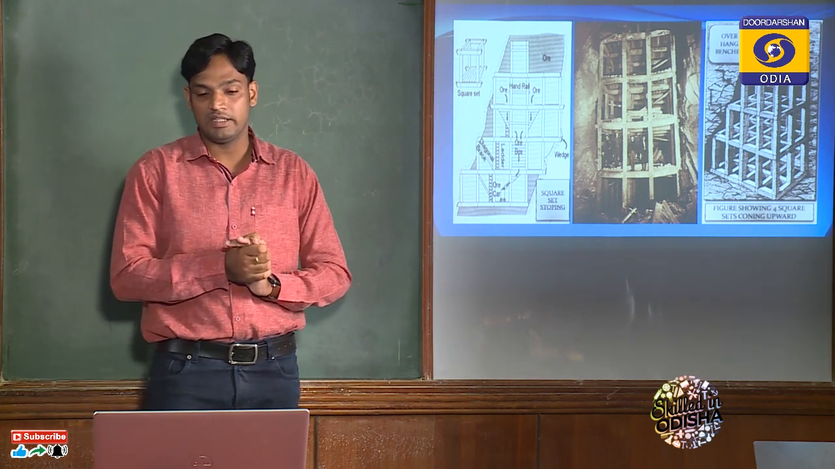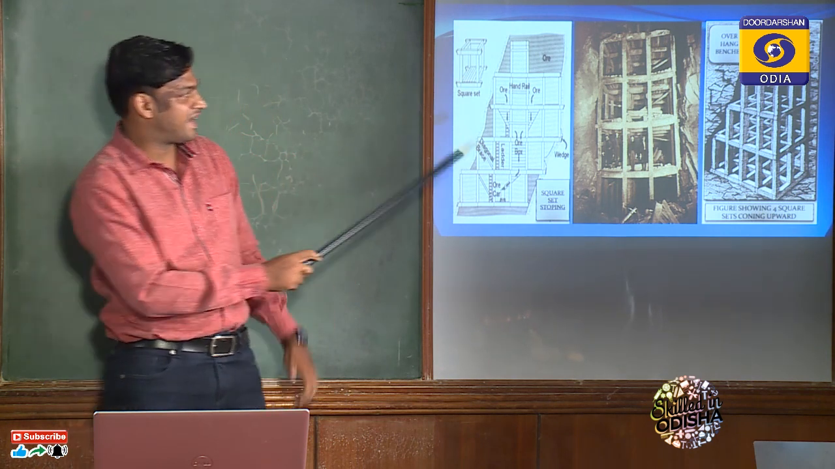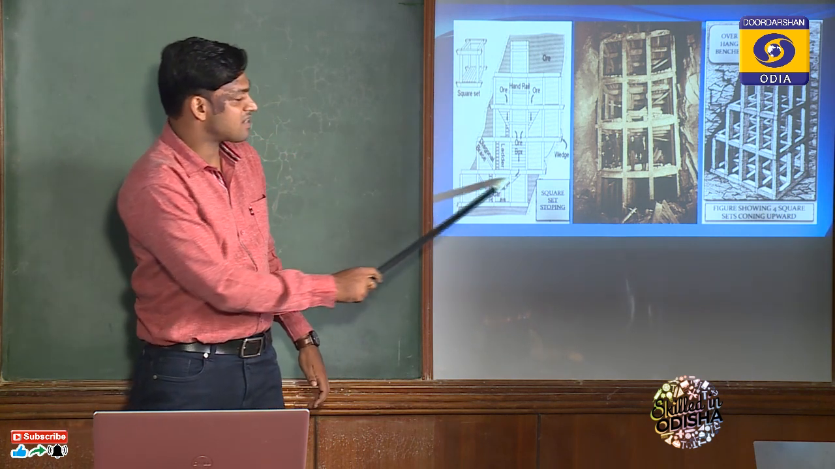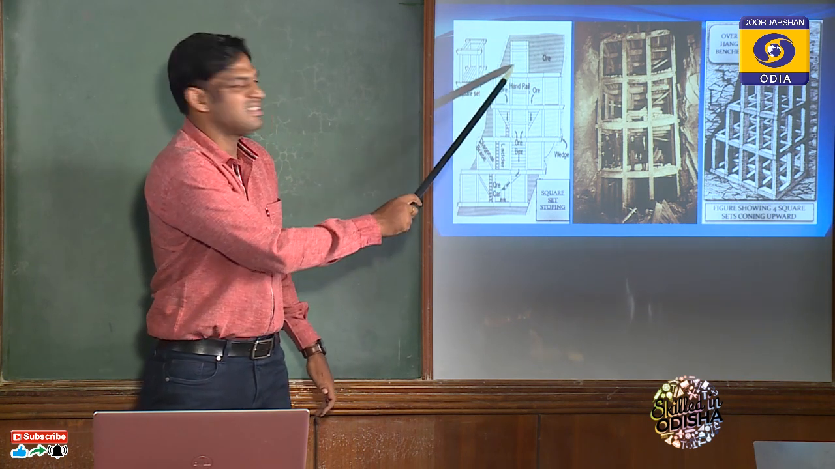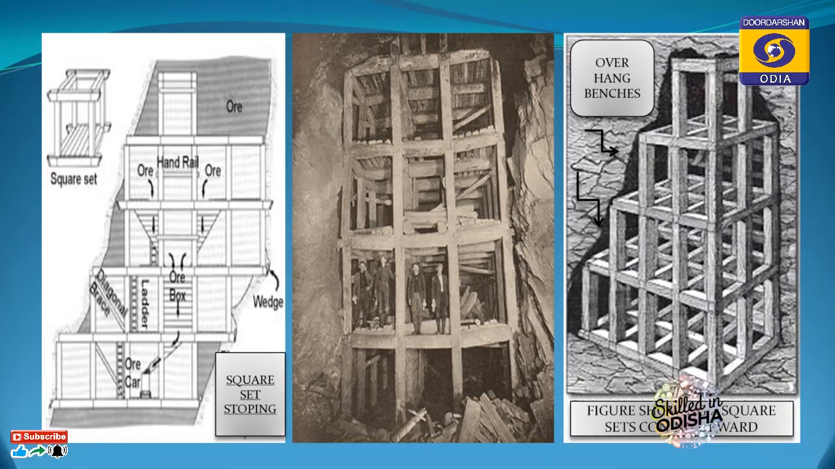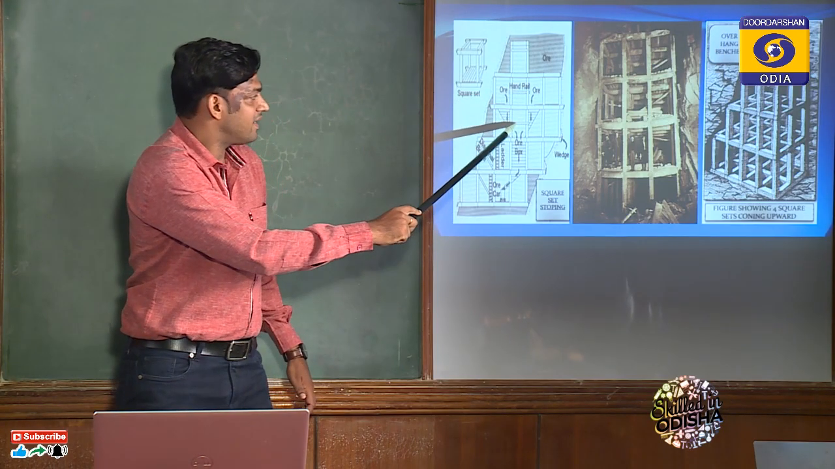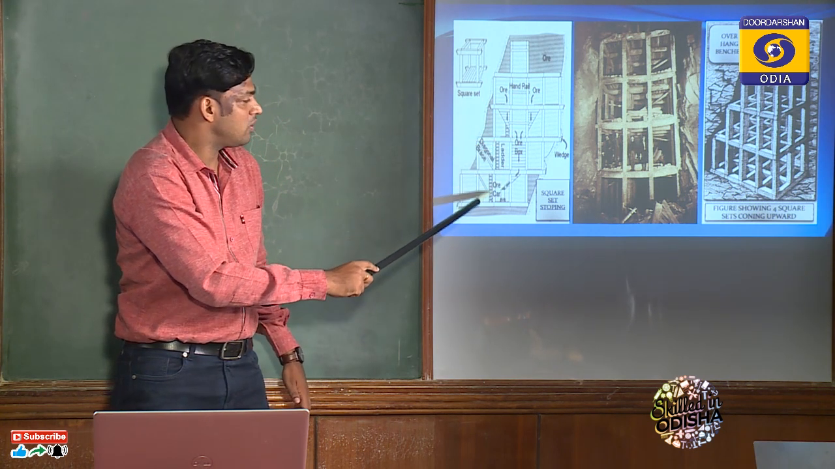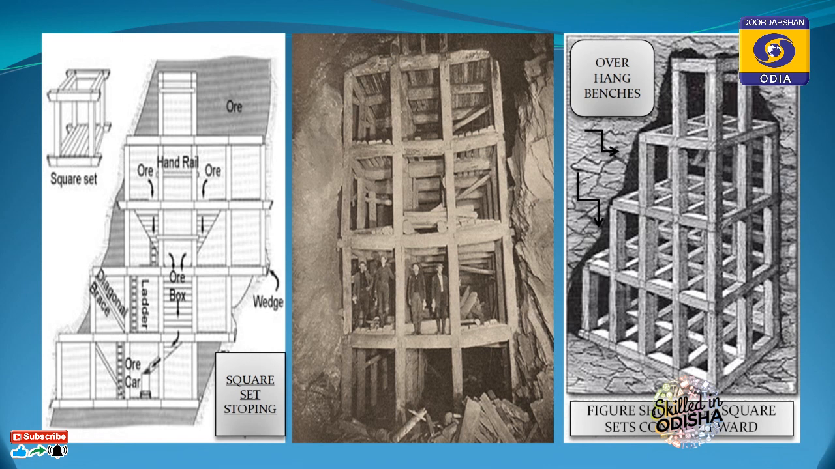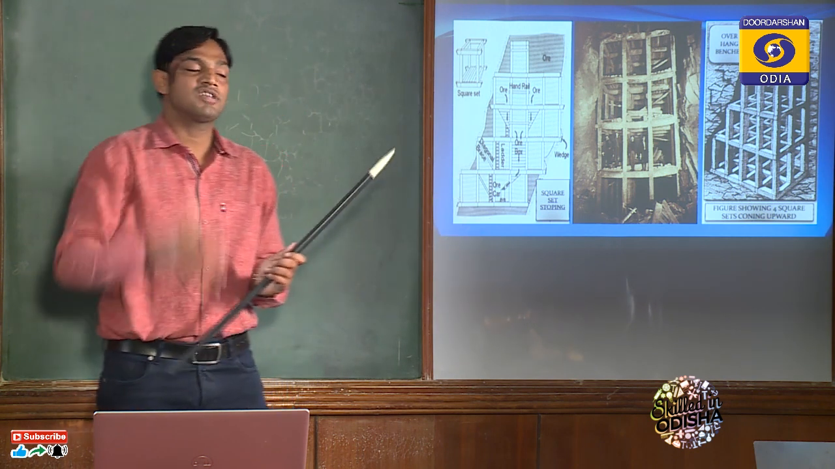This is actually a square set, how it looks. It is square set stoping. Here are some technical specifications. This is the first bench, the second bench, the third bench, the fourth bench, and the coning of a single square set. Here there is an ore car, so that the broken ore is guided here, comes to the ore box, and finally from the ore bin it is loaded to the ore car, and further operation goes on by taking these ore cars to the surface.